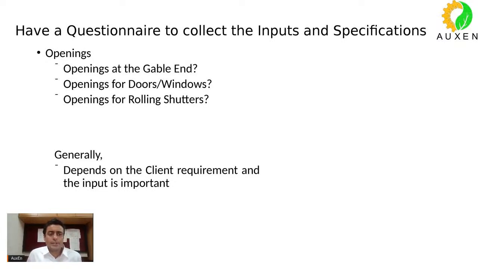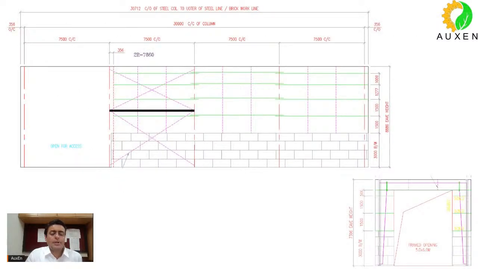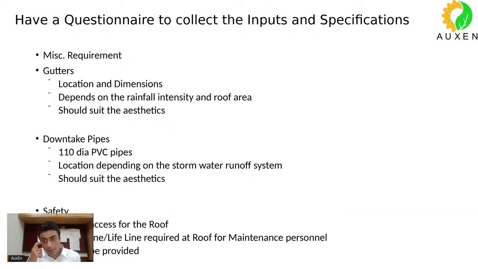Generally, the door and window openings and rolling shutters depend on the client requirement, but this input is actually important from the structural viewpoint. So always ask about this. Always ask about canopies that you have to provide. Canopies also become a very critical element in the overall design of your industrial shed. So here I have tried to show you some openings. This is a typical elevational opening, I think, for rolling shutters. You see, sometimes you have to provide large openings and you have to design accordingly.